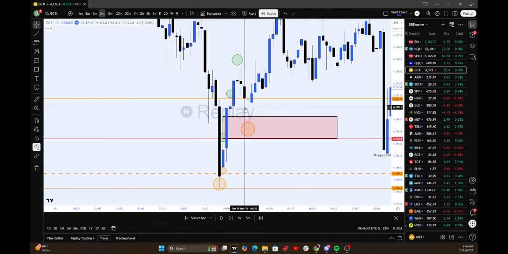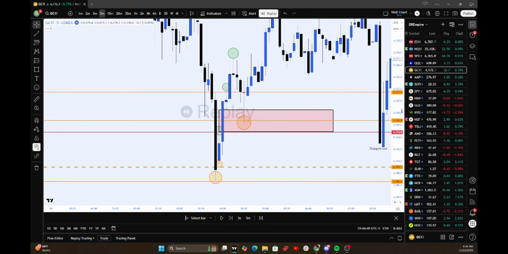But we have kind of this sweep to this fair value gap, and in the middle of it, you see we kind of hold it perfectly. And this is at my 41.15 level.